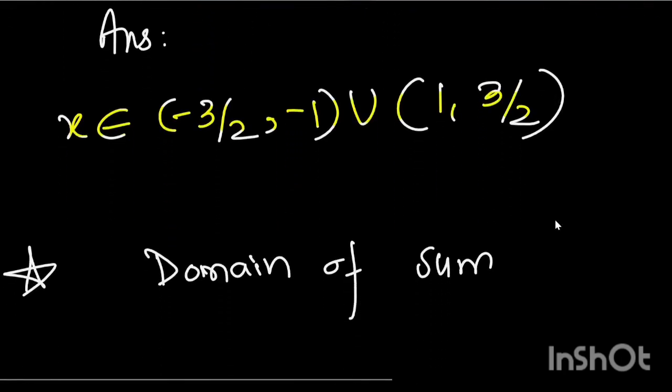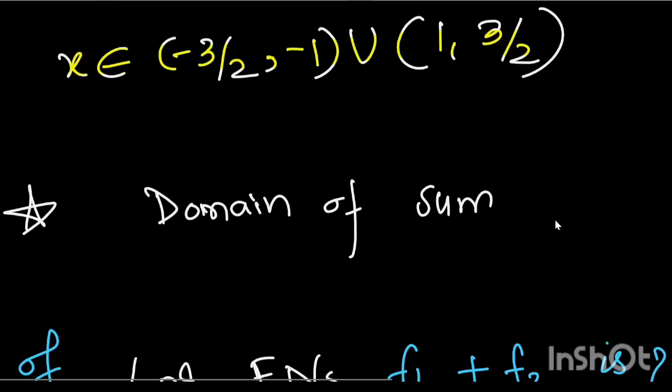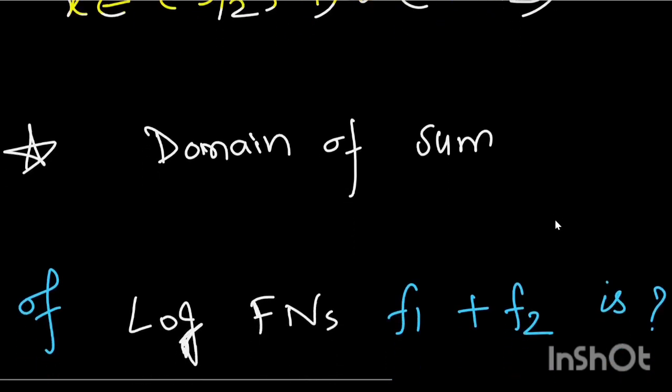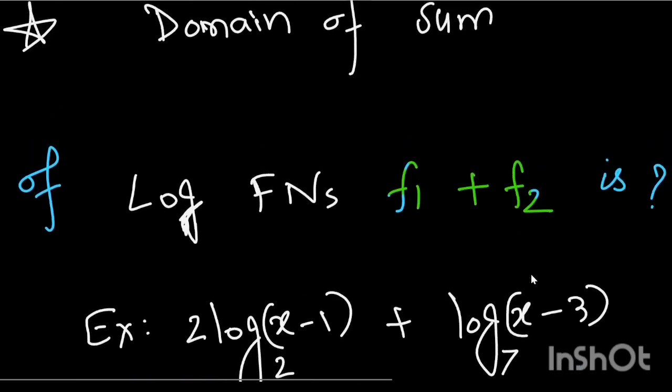Now what about the domain of the sum of two functions, let's say of log functions f1 and f2? How will we find the domain of the sum of logarithmic functions, where f1 is one logarithmic and f2 is another? For example, this. So this is f1, this is f2. How do we find it? So guys, the concept here is, domain is something which is acceptable by a function, which accepts the value, and in return it will give real values. It won't give undefined values.